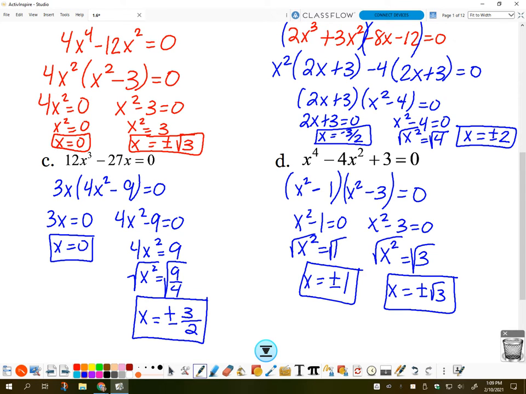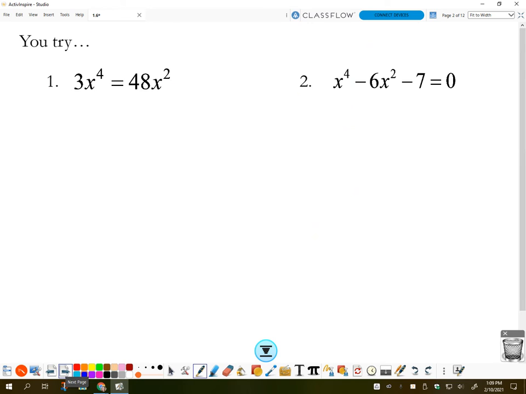All right, so that's solving a polynomial. At this point, we're just going to do the ones that factor. All right, so pause the video, try these, and then we'll see how you do.